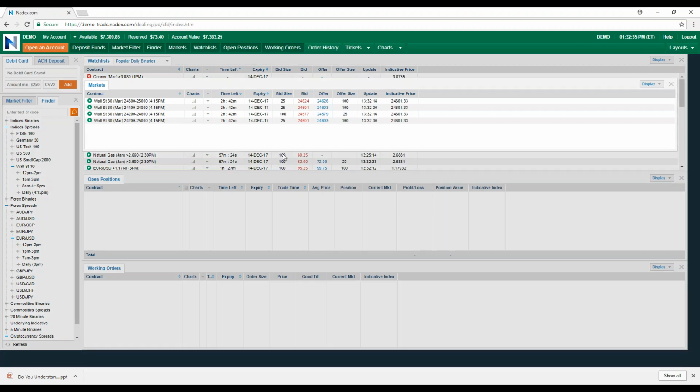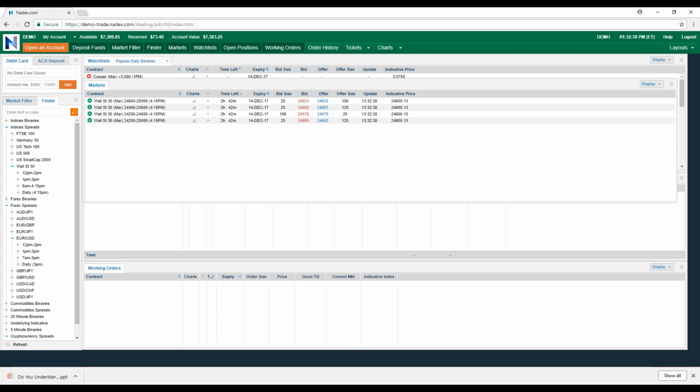Okay, let's look at these spreads. What does this spread say? The floor is 24,600. The ceiling is 25,000. So it's a 400-point spread. Where can I buy this spread right now? 24,625. So if I can buy it at 24,625 and the floor is at 24,600, what's the difference there? From 600 to 625 is how much?